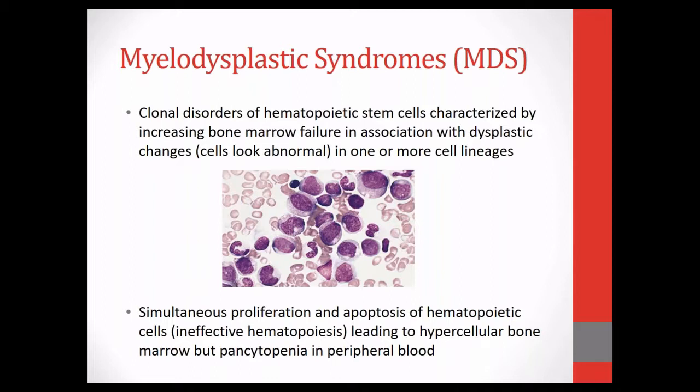Bone marrow cells do not develop into mature blood cells and therefore stay inside our bone marrow in an immature state, and therefore lead to our bone marrow being hypercellular. However, in our peripheral blood, in our circulation, we have lowering of these blood counts because of these ineffective or immature bone marrow cells that stay in our bone marrow.